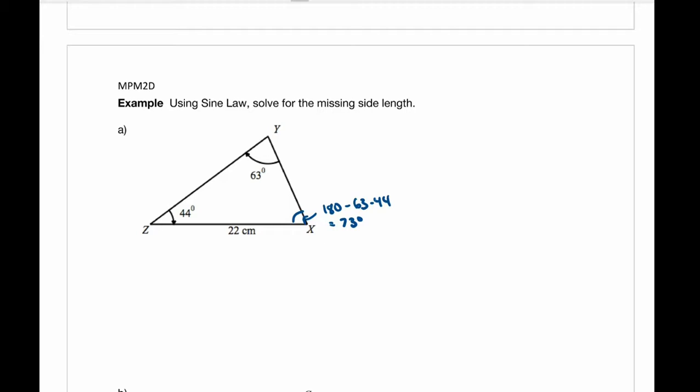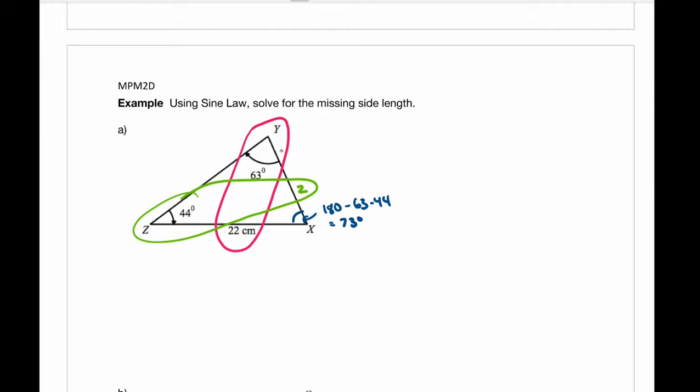That leaves me with my sine law for right now. And I can see that if I create pairs, I have a full pair there, and I have a half pair here with my unknown side. Yes, I could have also considered that angle x and side x create another half pair now that I know what this angle is, but based on the information that was given to me at the beginning, I'm going to be solving for side z. That's the unknown, that's the missing side length that I'm looking for. But again, we could do this and solve for angle x as well if we wanted to.